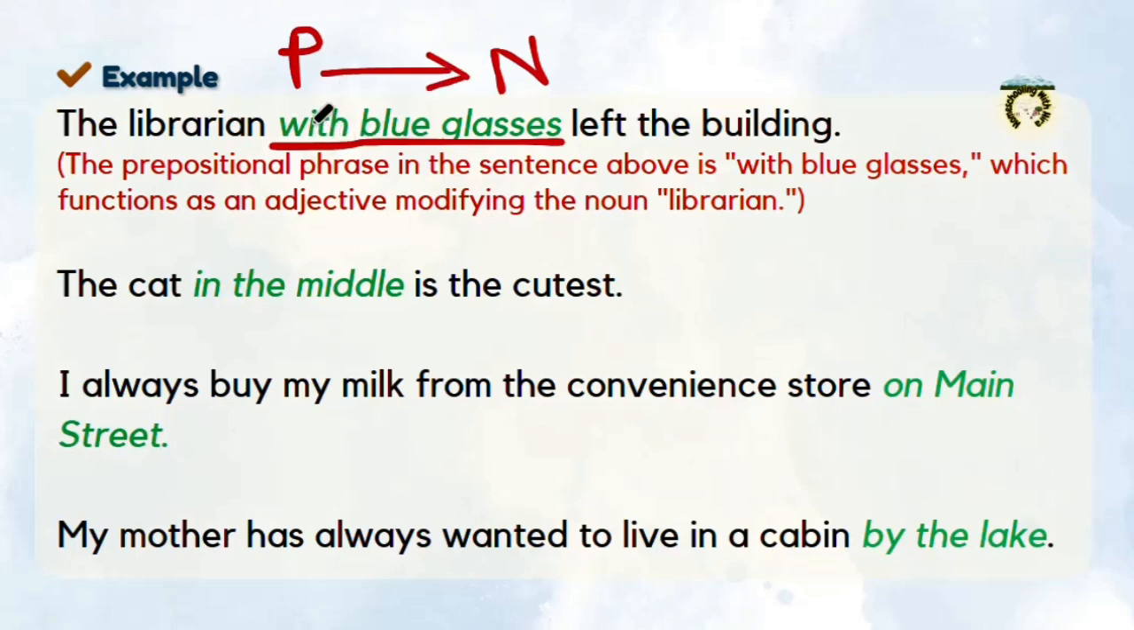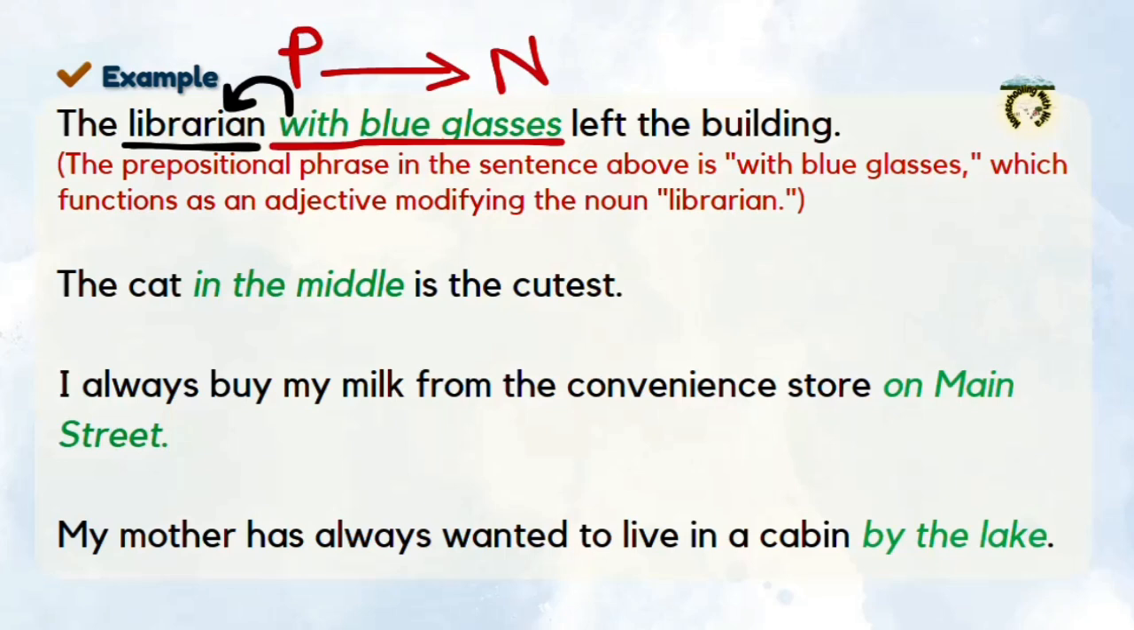Is this prepositional phrase giving us any information about a noun? Yes, it is giving us the information about this noun, that is librarian. The librarian with blue glasses left the building. So this prepositional phrase is functioning here as an adjectival phrase, as an adjective, right? Which part of speech? Adjective. I hope you have got it.